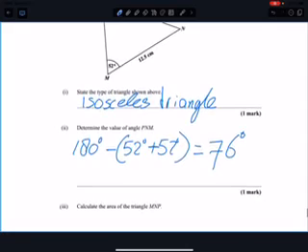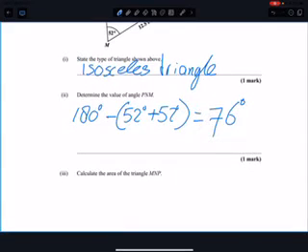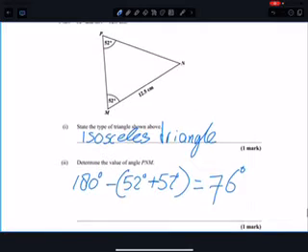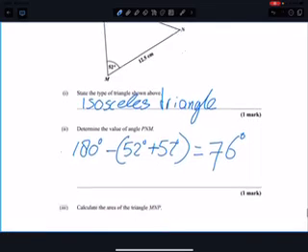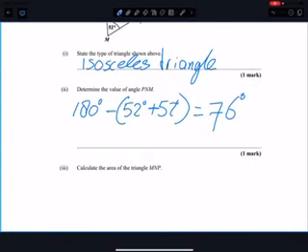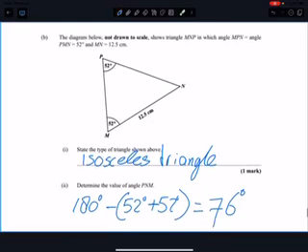Calculate the area of triangle MNP. You could have done this a number of ways. In the other class, some people used the sine rule, others the cosine rule, others SOHCAHTOA. The possibilities were endless in getting to the answer. The first thing you need to know is the area of a triangle is a half times base times height. So this could be the base and this is the height.